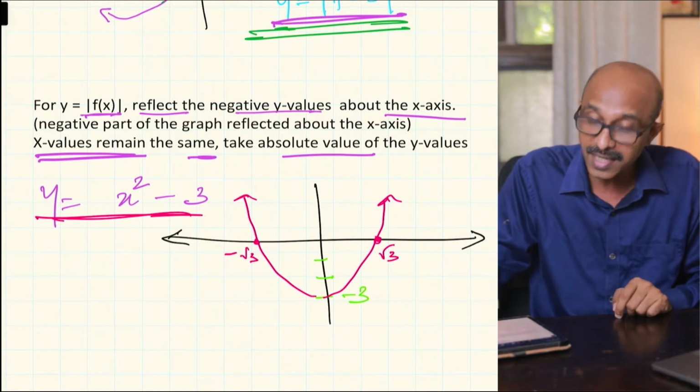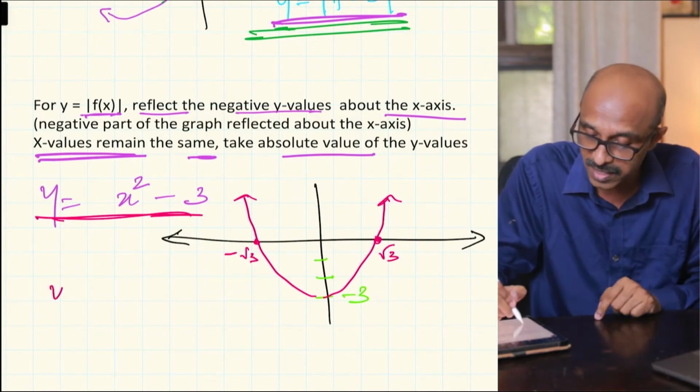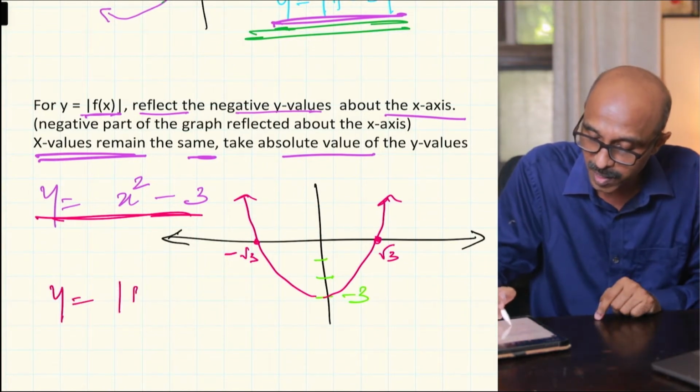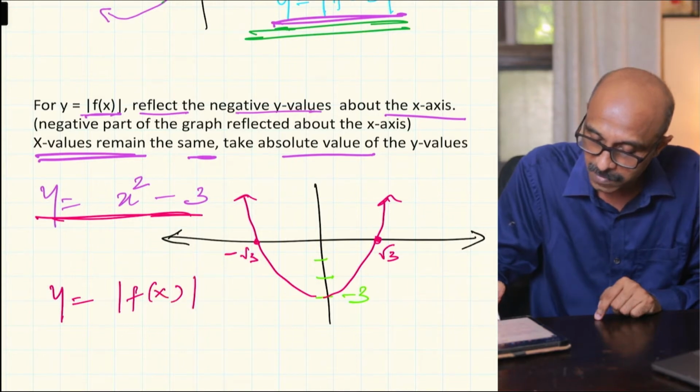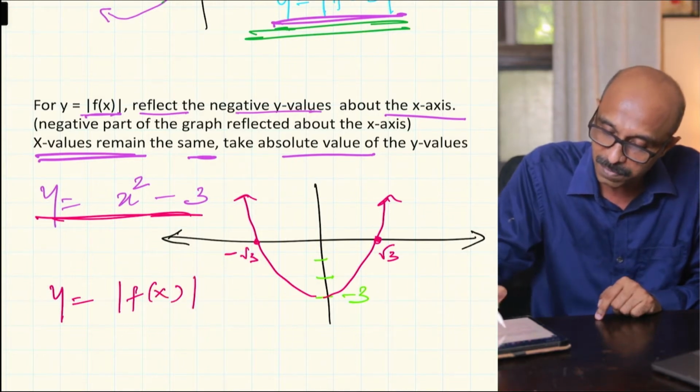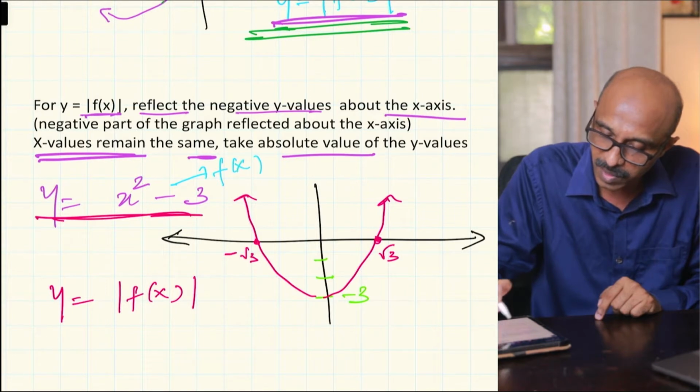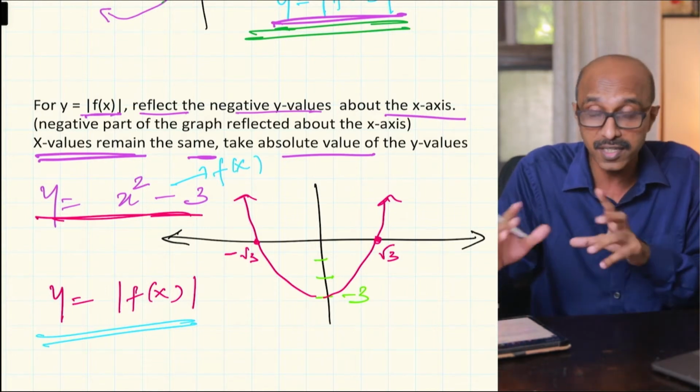Now, suppose we want to consider the transformation of this graph and say we want the absolute value of this function. So this is your original function that we start with, f of x, and this is the transformation. We want to consider the graph.